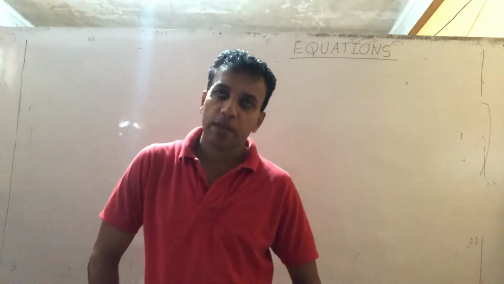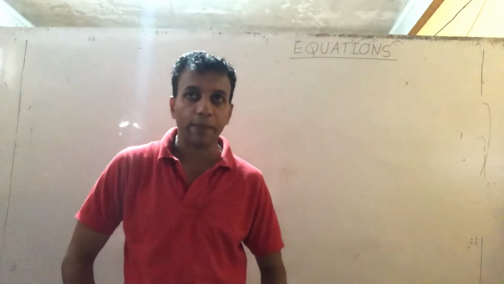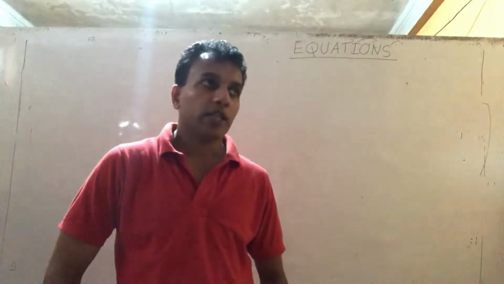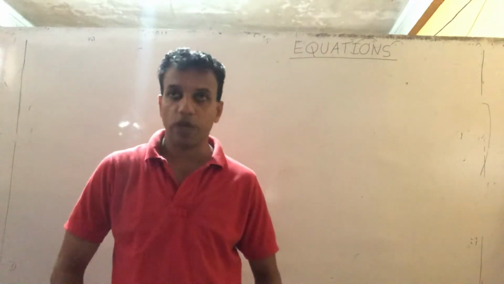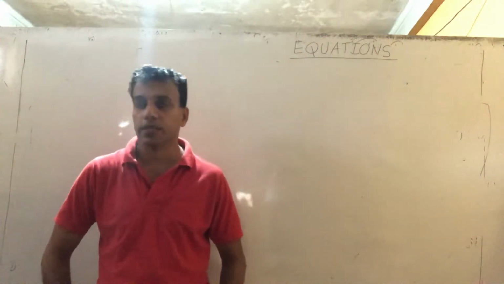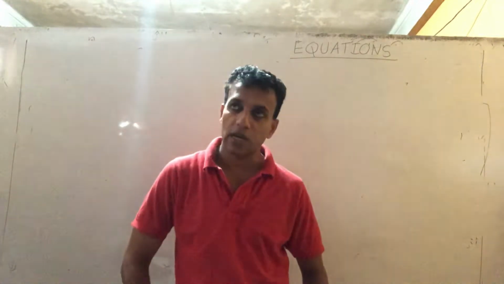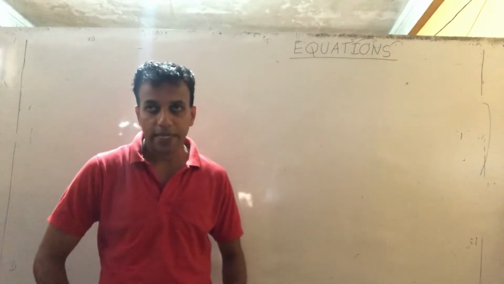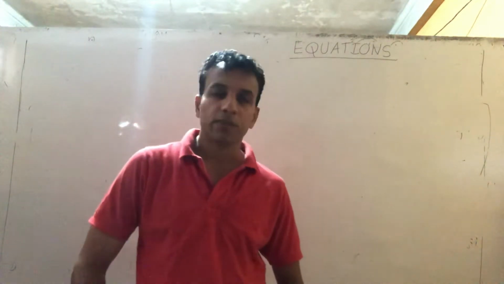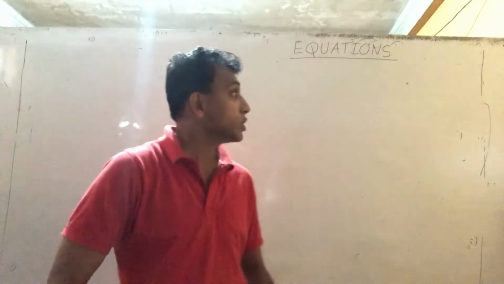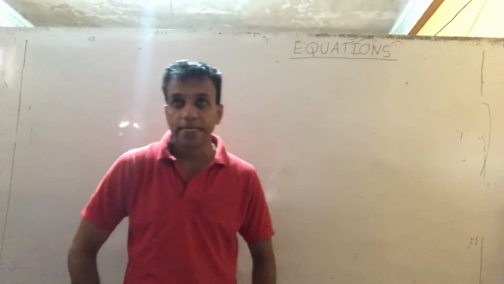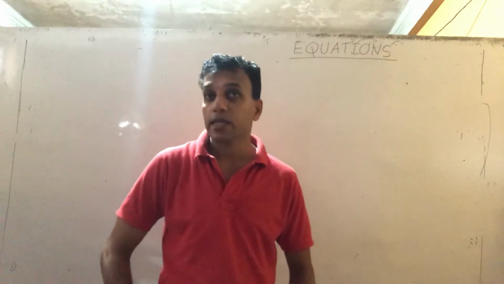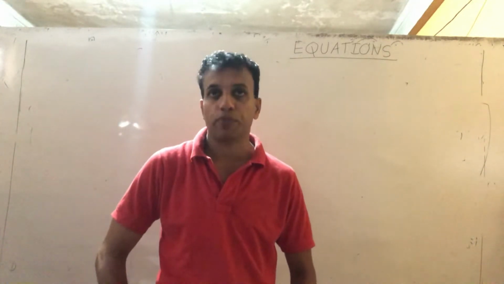Especially, there are three types of equations. One is called a simple equation or linear equation. Another is a simultaneous equation. The last one in the O-level syllabus for grades 9, 10, 11 is the quadratic equation. Simple, simultaneous, quadratic. Quadratic comes in grades 10 and 11. So you have two types of equation here, simple or linear equation and simultaneous equation, right?